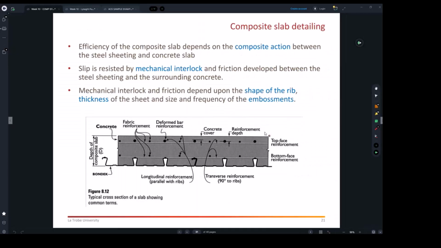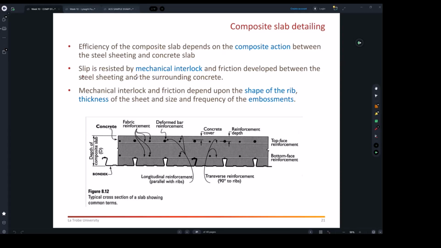This slide is kind of talking about some of the details I briefed you already about. The profiling and all those dents and grooves are there to ensure there is a composite action, which I talked to you about. We need to make sure to resist the slip. I think this is another way of explaining it. What do we mean with composite action? We need to make sure when those two materials are working together, they won't be slipping from each other.